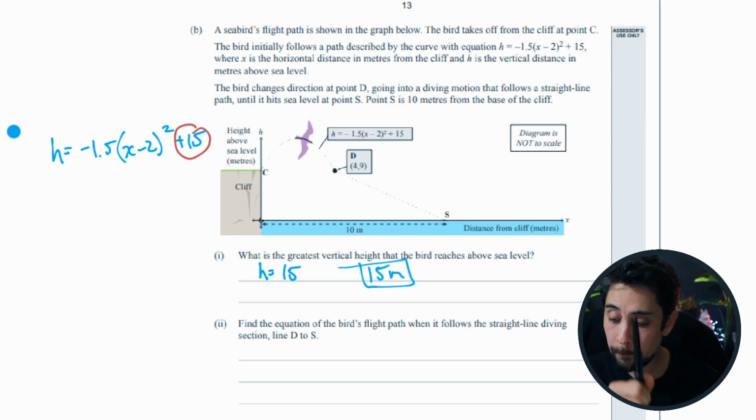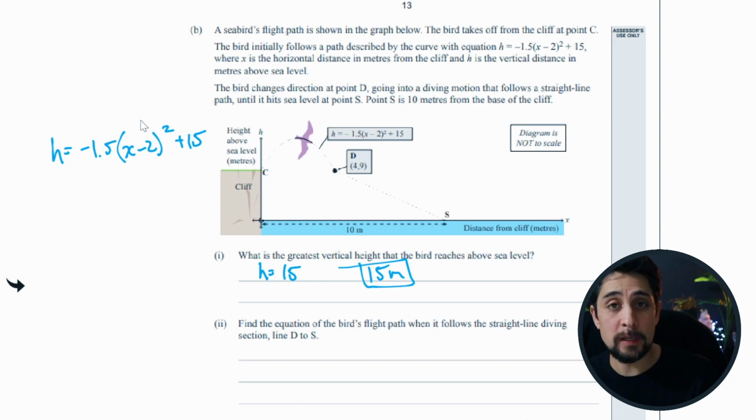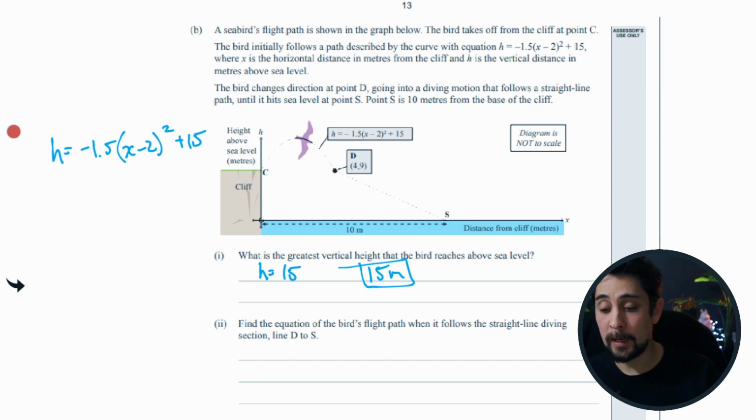Now, this format that I've written up here is called vertex form. And this is the whole point of vertex form, so that you know where the turning point is. In this case, it was at 15. Vertex form tells you where the vertex is. That's the nice handy part about this form.